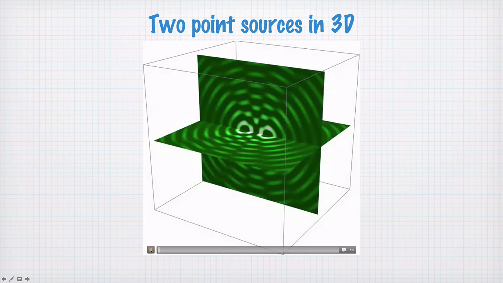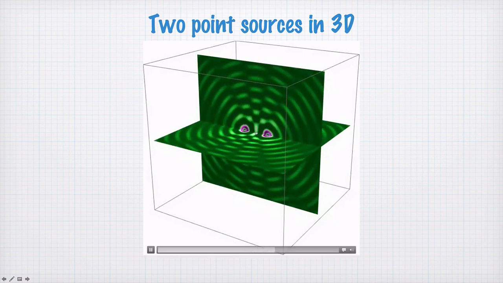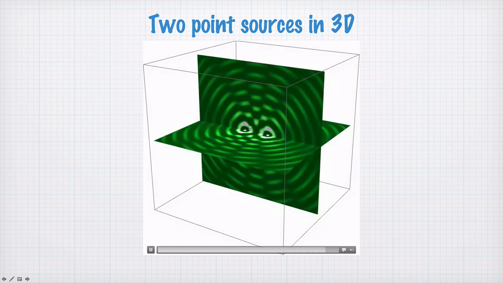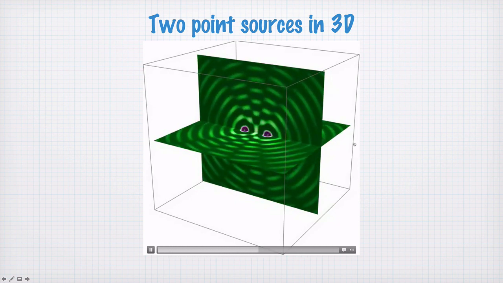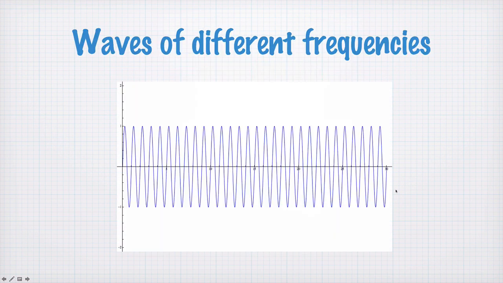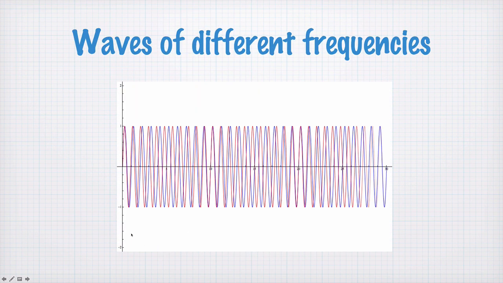Then we'll start thinking about interference of sources. So here are 2 point sources that are interfering with each other because they're emitting waves, and in some places the waves add up and some places they destructively interfere, so we'll talk about this kind of interference effect. And we'll talk about interference of waves of different frequencies.